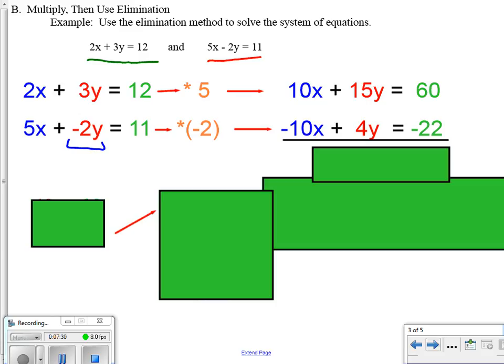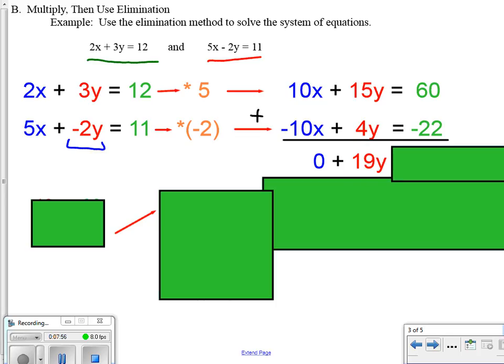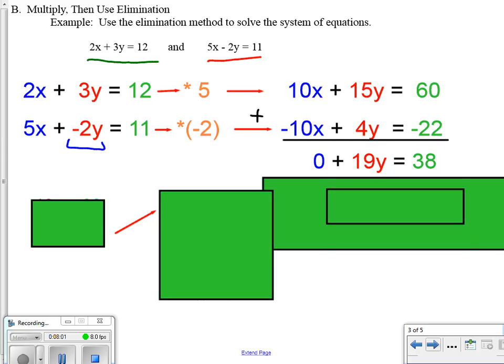So now that we have our top and bottom equations, we have 10x plus 15y equals 60. And we put that over negative 10x plus 4y equals negative 22. Again, we just look at it like one big addition problem, and we work from top to bottom. 10x plus negative 10x became 0. 15y plus 4y became 19y. And 60 plus negative 22 just becomes 38.